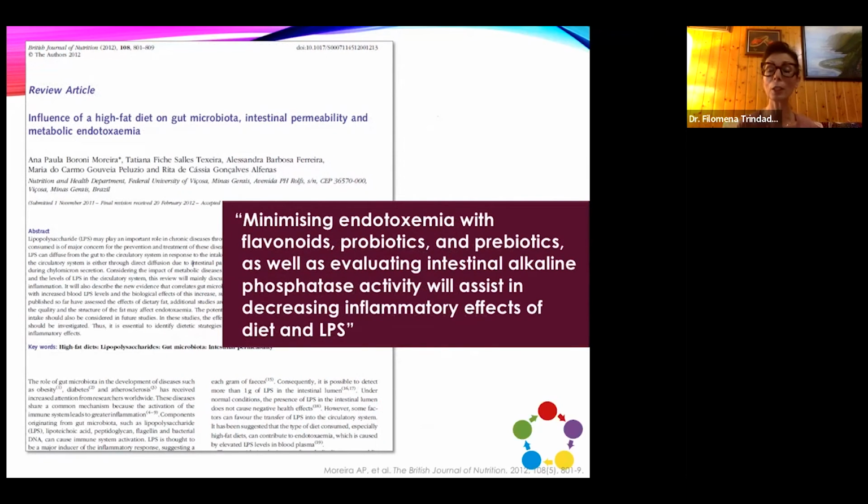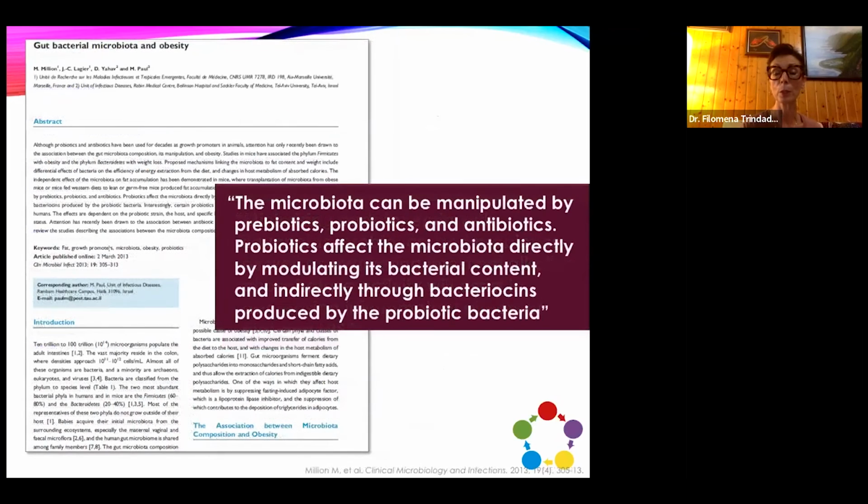This is another study looking at how you minimize endotoxemia with flavonoids, probiotics, and prebiotics. And you can also look at evaluating the intestinal alkaline phosphatase activity, because that will help you decrease the inflammatory effects of the lipopolysaccharide, particularly if you have high amounts of lipopolysaccharide where it's not being broken down. And I mentioned earlier how the gut microbiota can be manipulated by antibiotics, but we know it can also be manipulated by probiotics and prebiotics.